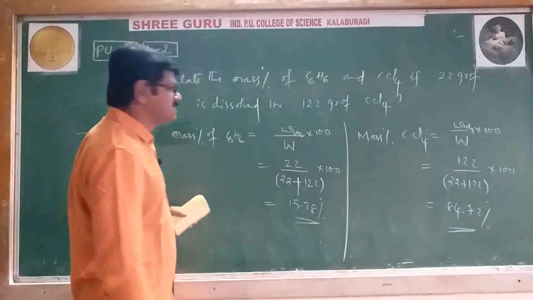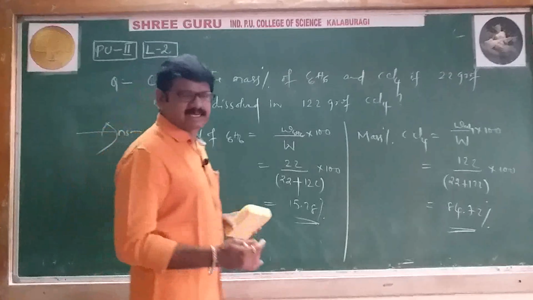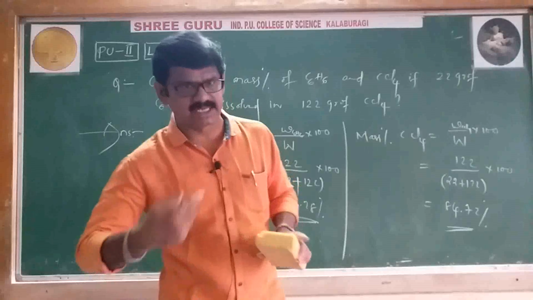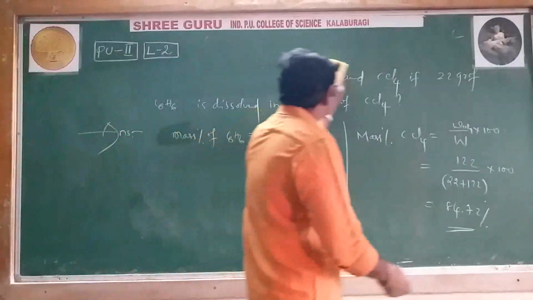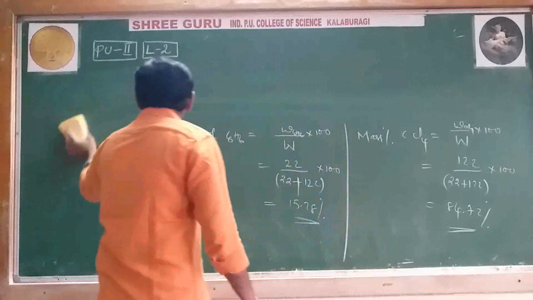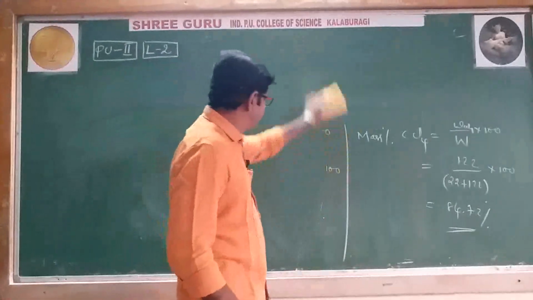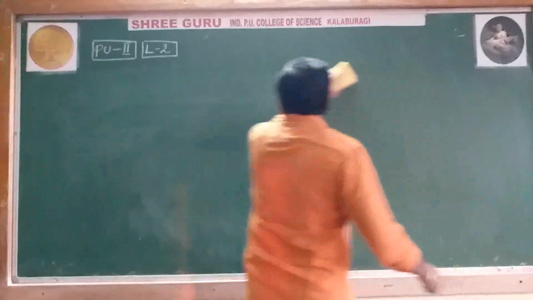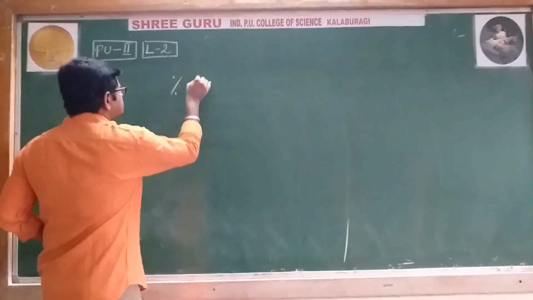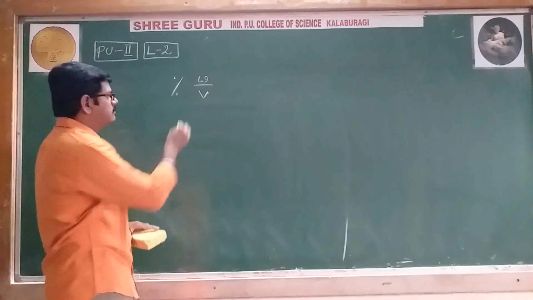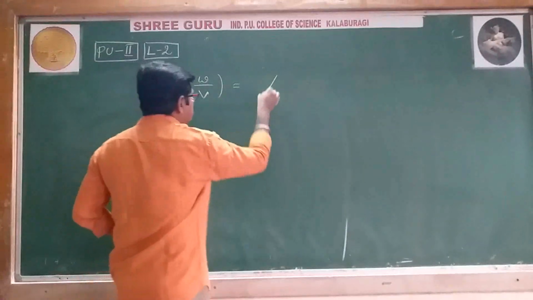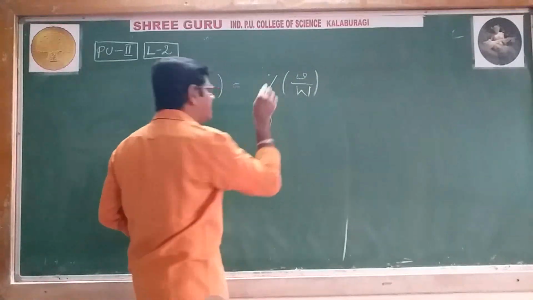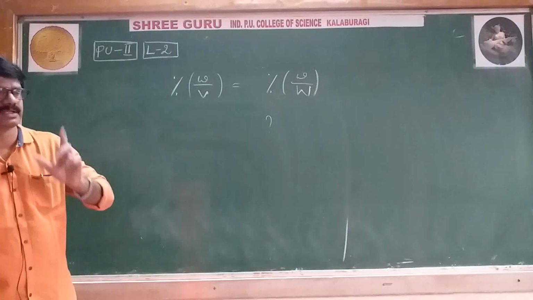Now we'll see the relation between mass percentage as well as mass by volume percentage. Let's see here. The percentage of W by V we have to convert into percentage of W by W. What do we have to do for this conversion?